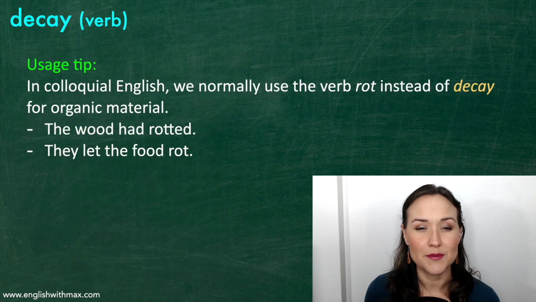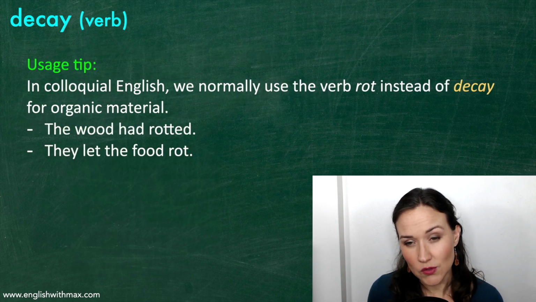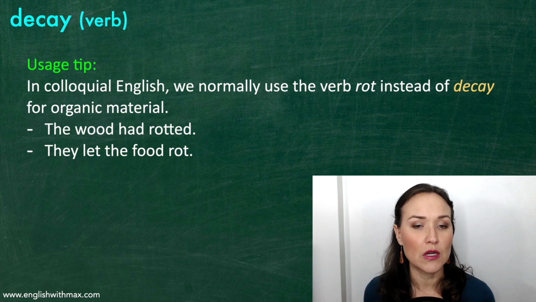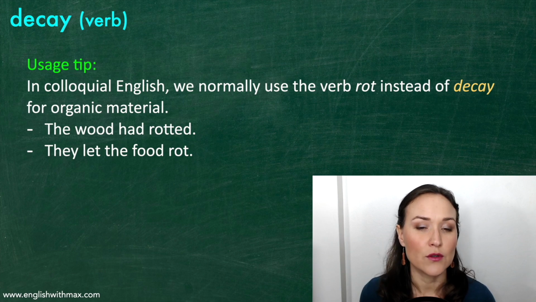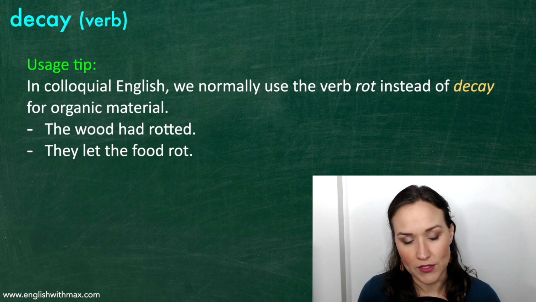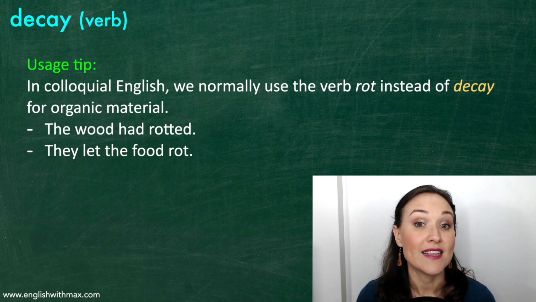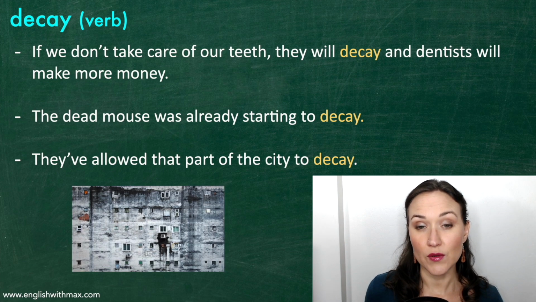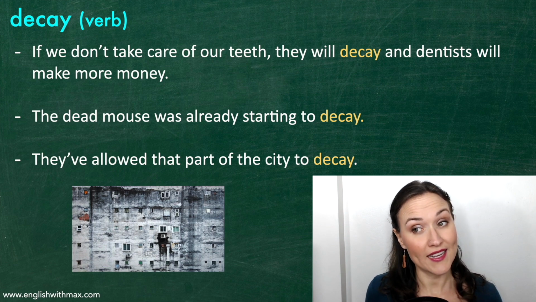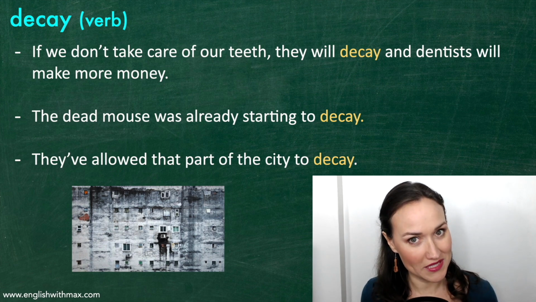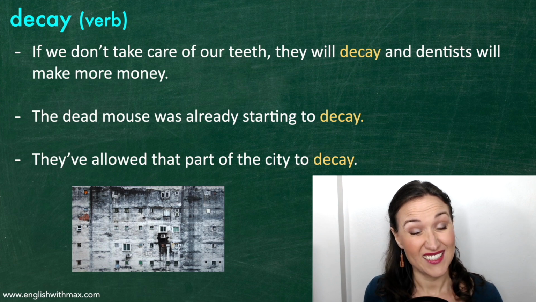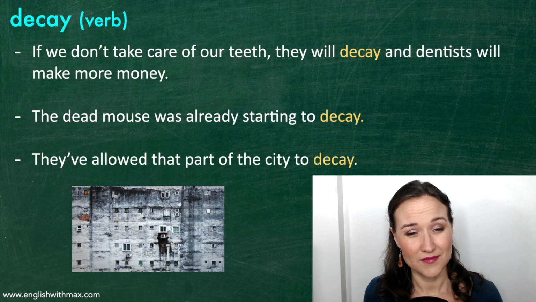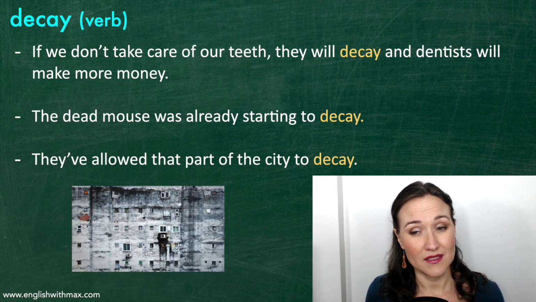Here's a usage tip. In colloquial English, we normally use the verb rot instead of decay for organic material. For example, the wood had rotted, or they let the food rot. If we don't take care of our teeth, they will decay and dentists will make more money. The dead mouse was already starting to decay. They've allowed that part of the city to decay.